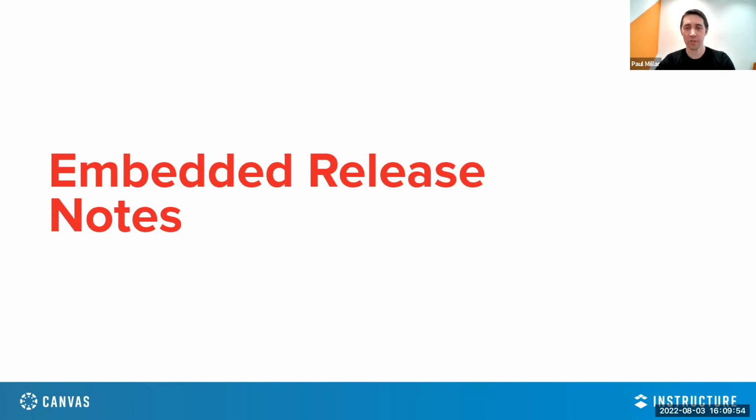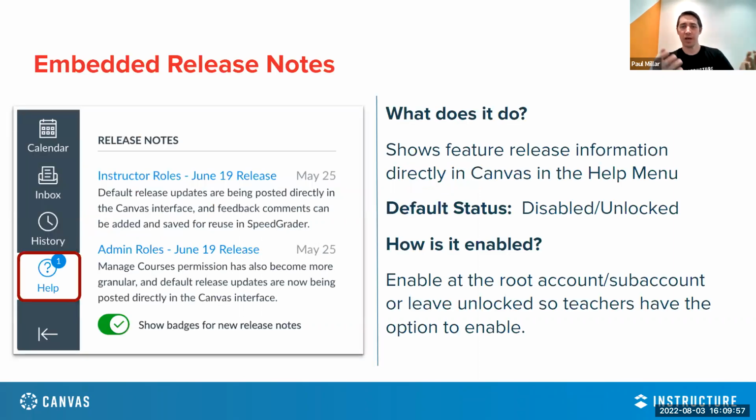But embedded release notes. This is really handy because it's a way for you to see what's actually been released in Canvas without ever having to leave Canvas. If this is enabled, you see the release notes that are applicable to any of the roles that you have in Canvas. So if you're just an admin, you'll see stuff that's related to admins. In this one on the screen, this person is an instructor and an admin, so they're a teacher and an admin in Canvas, and they can access those release notes right there from the help menu inside of Canvas.